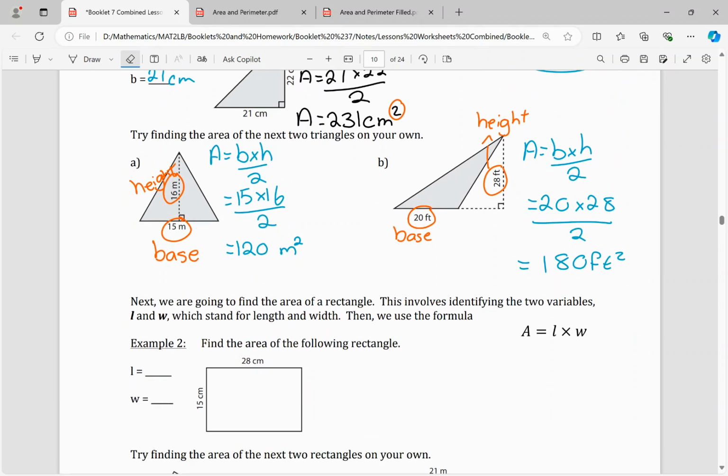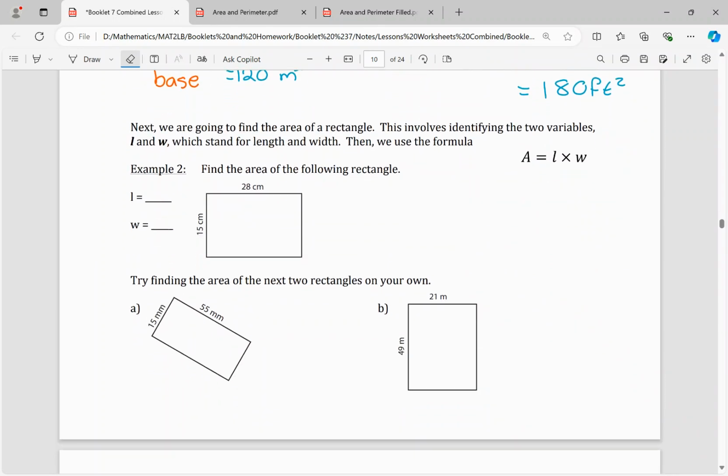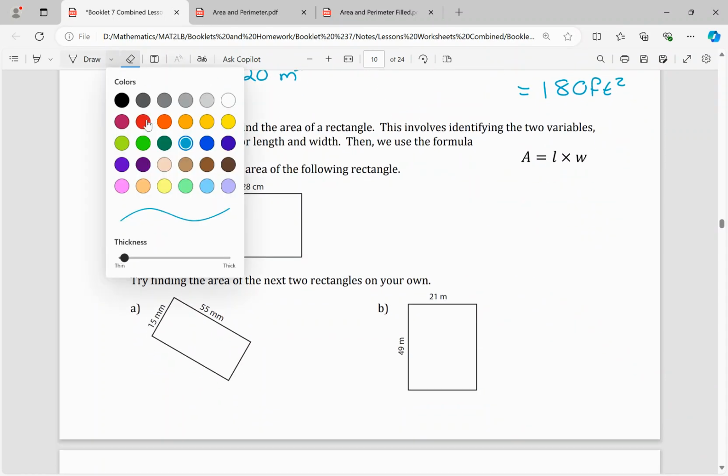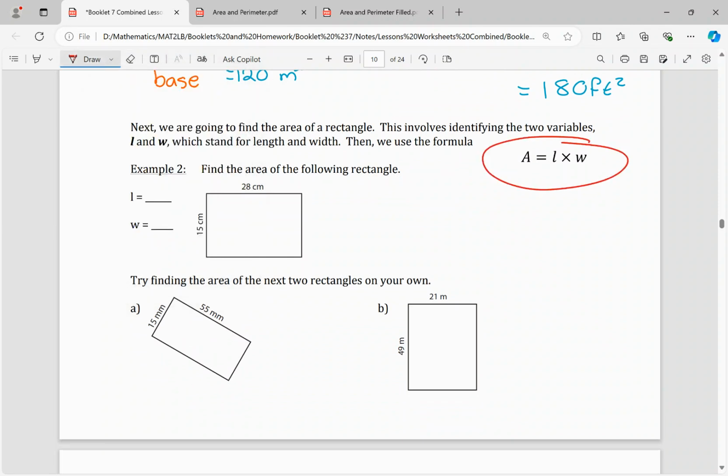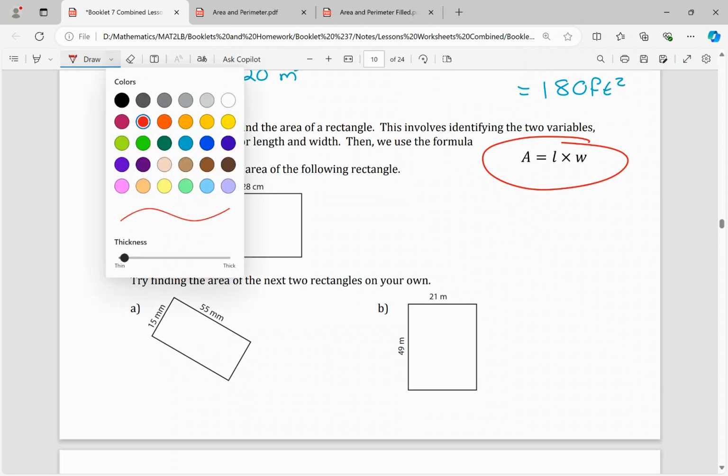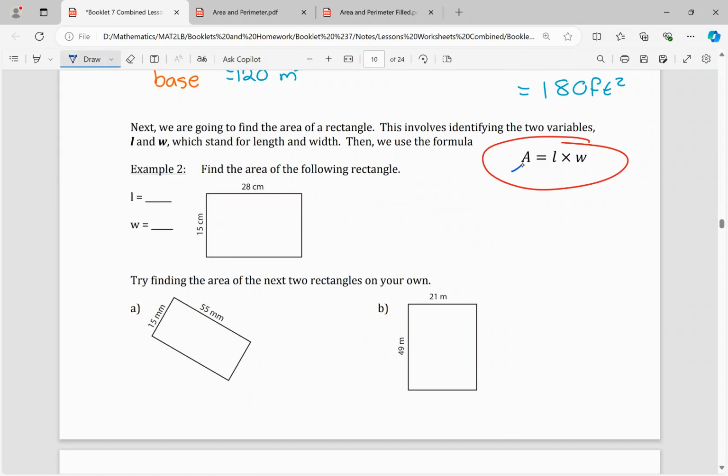Perfect. Now we're going to do the same thing, but instead of finding the area of the triangle, we're going to find the area of the rectangle. Now take a second and circle that equation so you know to come back to it later, and perhaps even label all of your variables, where A is the area, L stands for the length, and W stands for the width of our rectangle.